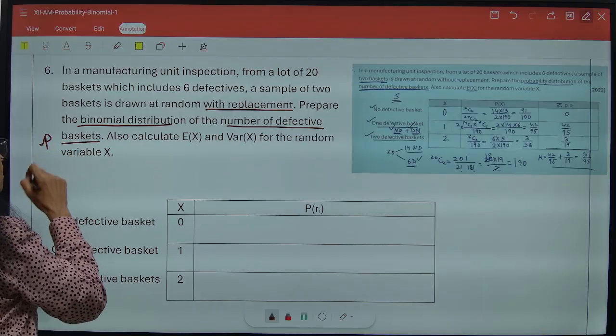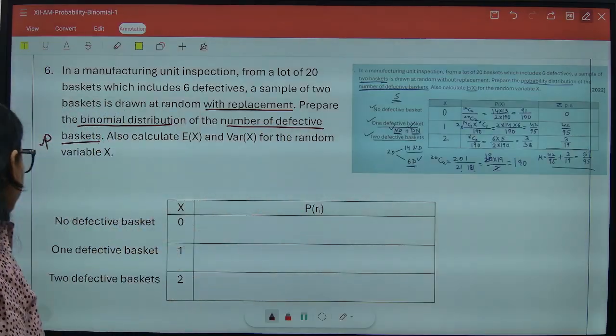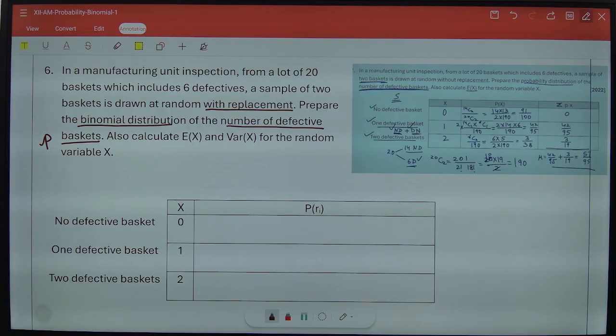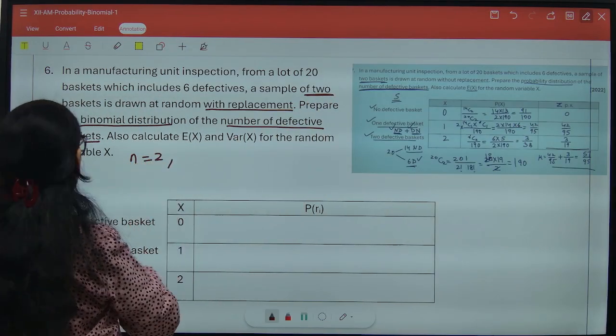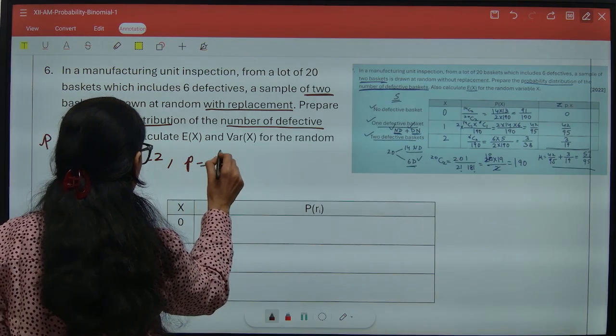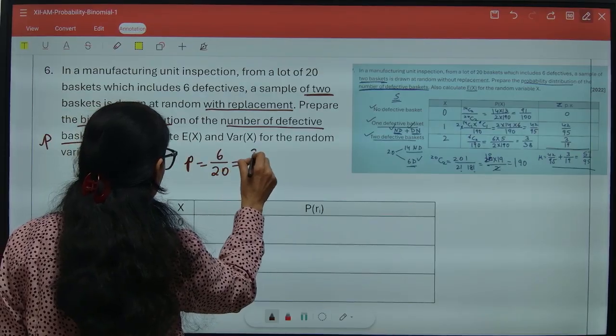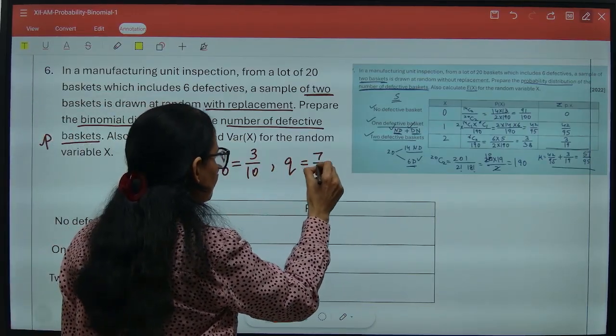That means p is the probability of the basket being defective, and there are 2 outcomes, defective or non-defective. Calculate the expectation and variance for the random variable x. So x is already given to you. What is x denoting? A sample of how many baskets is drawn? It is 2. So that means the value of n is 2. Probability of the basket being defective: there are how many defectives? 6 out of 20. So P is 6 out of 20, that is 3 by 10. So q is 1 minus 3 by 10, that is 7 by 10.